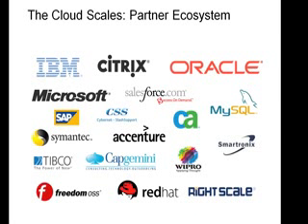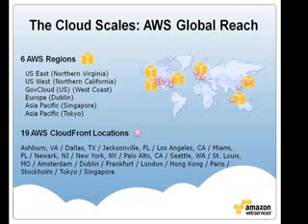We also have a nice partner ecosystem, and these are some of our brand name partners. And again, we have more information on our website available if you want to find out about the different things that we're doing in conjunction with these partners. As an example, we just announced an expanded set of Oracle applications running on AWS just last night.